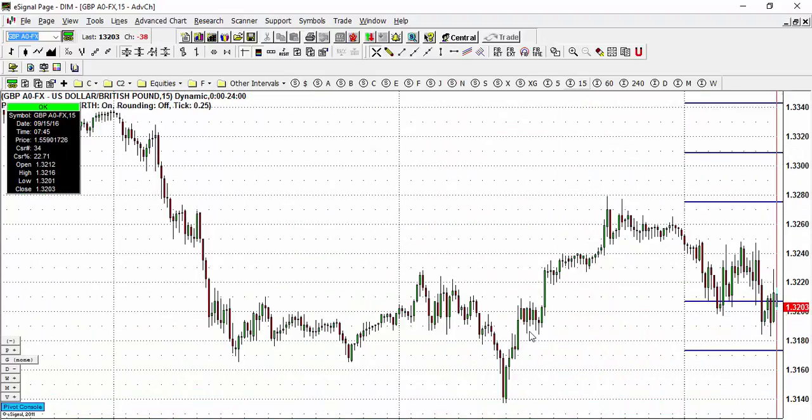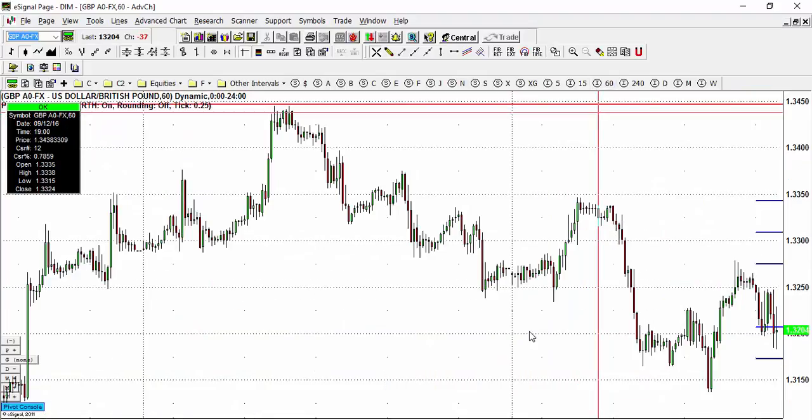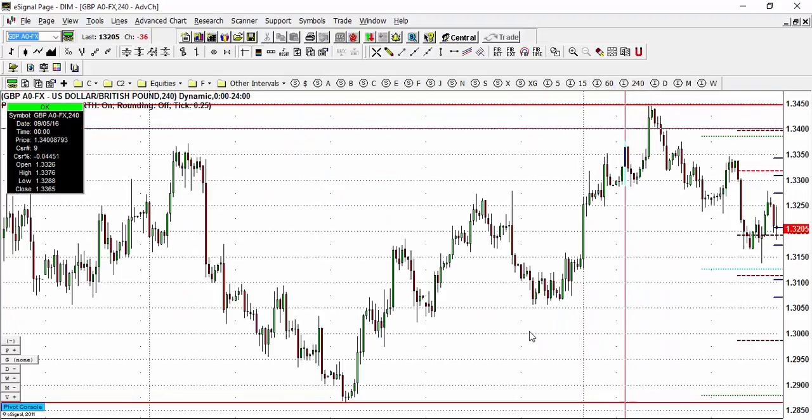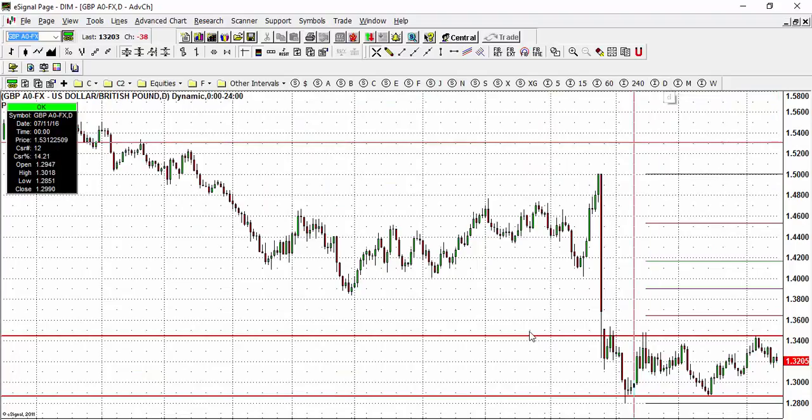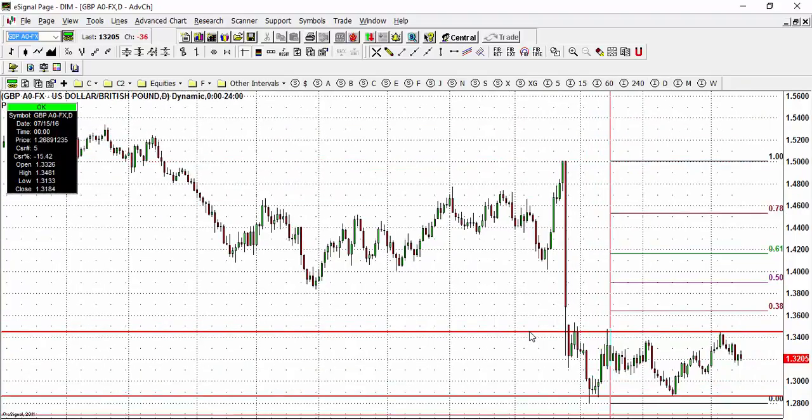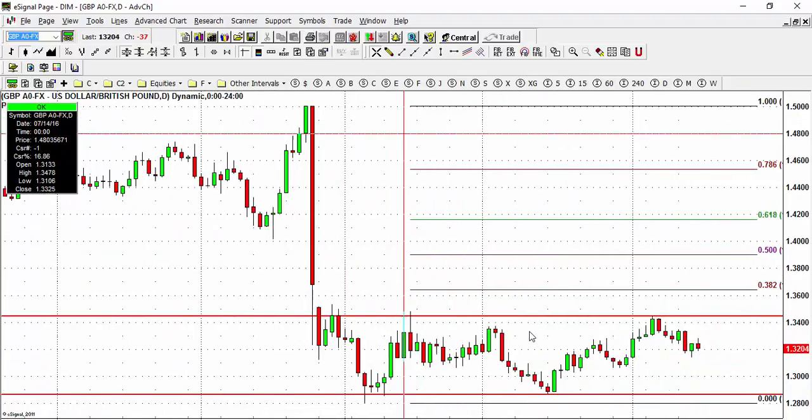For our members, we're short this British pound also, so we're actually biased to the downside at this point in time.